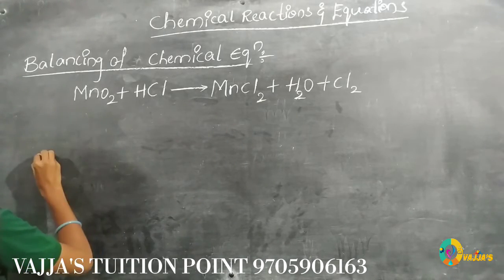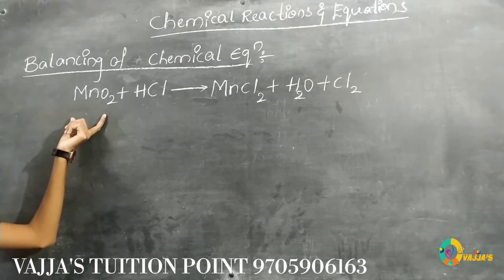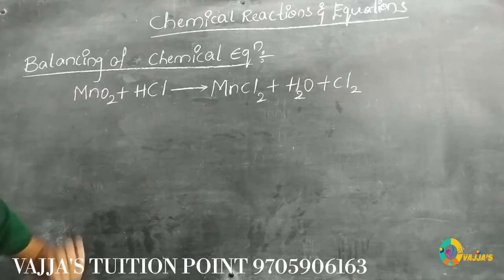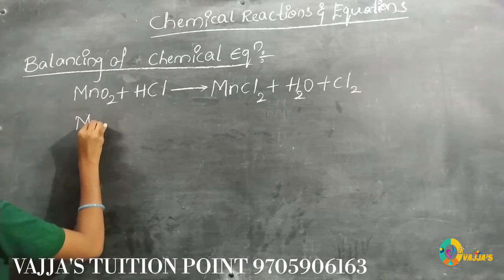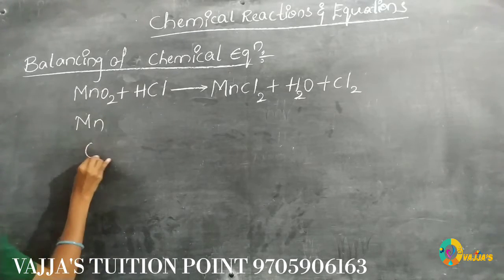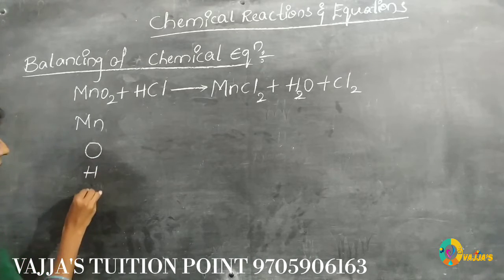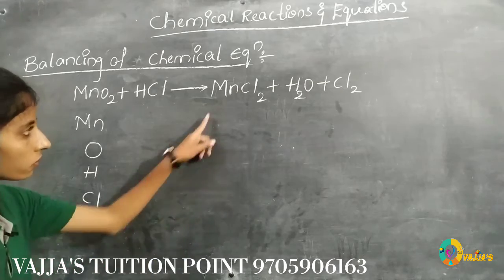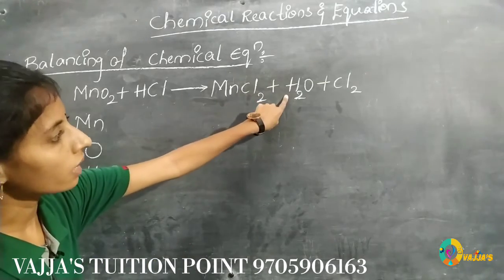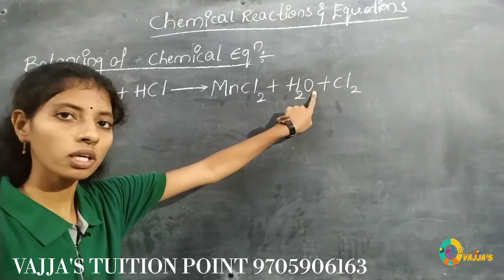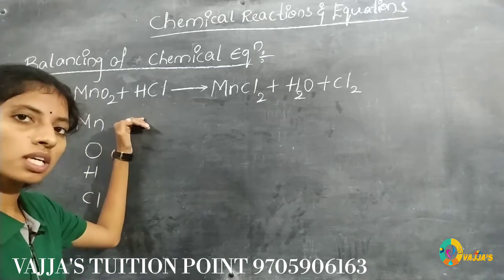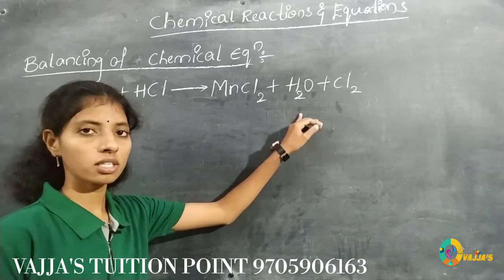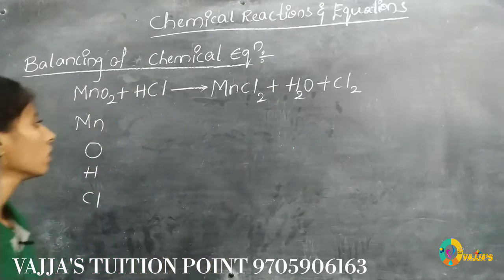So here we have one molecule of MnO2. Which atoms are there? First we have to write here. On the reactant side we have Mn and O and H and Cl. Now on the product side also we have Mn, Cl and H and O. So the same atoms that are on the reactant side are present on the product side. Just the formation is changed here.